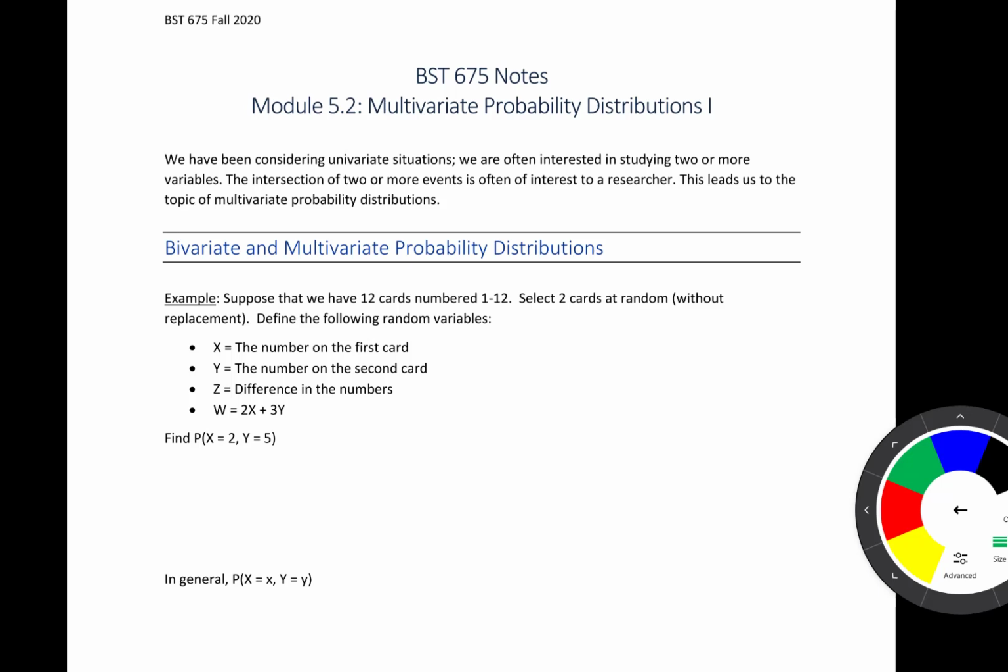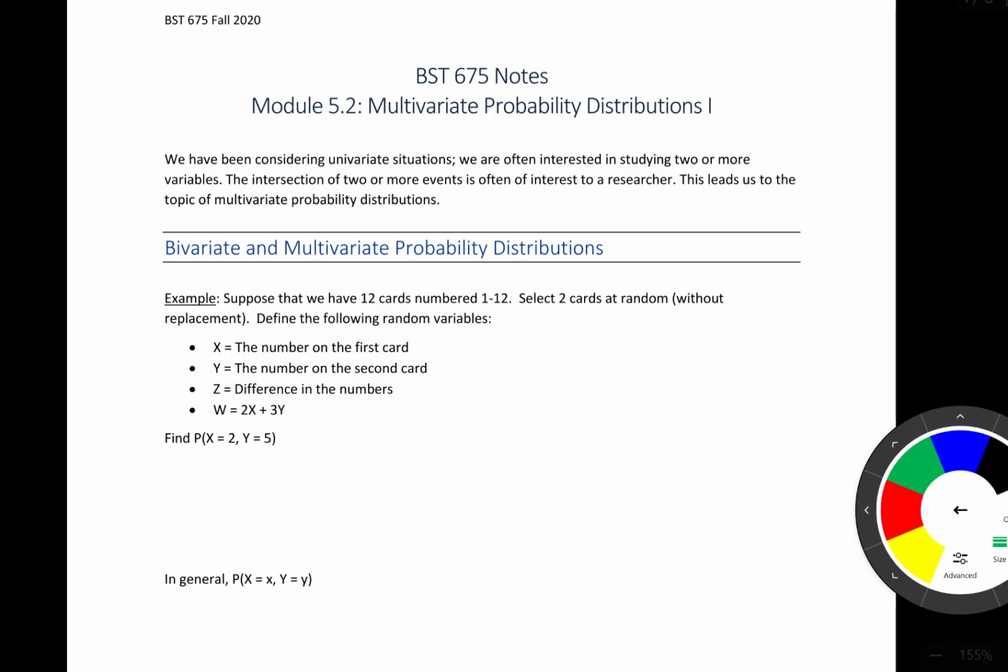Up to this point, we've been looking at univariate situations. In other words, whenever we've looked at distributions, we've looked at the distribution of a single random variable. But in the real world, often we're not concerned with just a single random variable, but we're often interested in the distribution of multiple variables together, or what we're going to look at here primarily are bivariate situations.